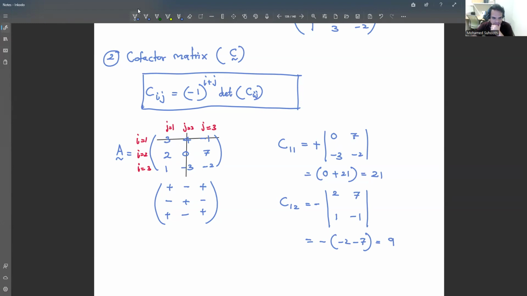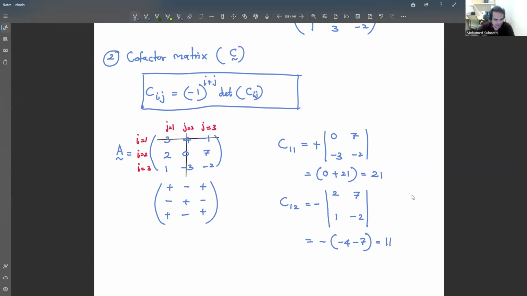Minus 2, minus 7, right? Okay, everything is correct, right? Let me check. 2, 7, sorry, this is minus 2. Okay, 2, 7, 1, minus 2, right? Minus 4, minus 7, right? So that means this will be 11 now, right? 11. Okay.